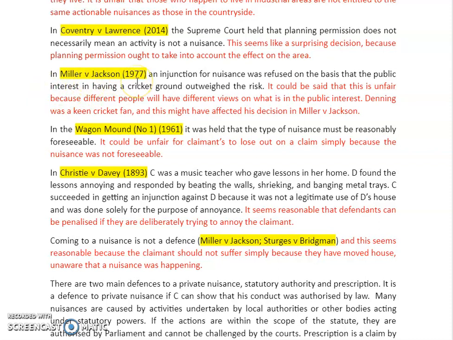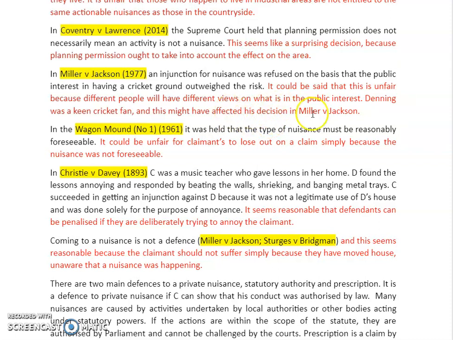And in this case, it won't surprise you to know that Denning refused an injunction for nuisance that involved a cricket ground on the basis that the public interest in having a cricket ground far outweighed the risk. And it could be said that this is unfair because different people will have different views on what's in the public interest. And I've actually put there that Denning was a keen cricket fan, and this might have affected his decision in the case. And I think it probably did.